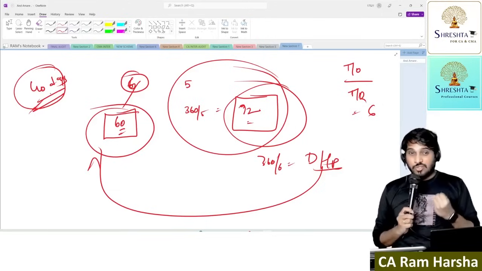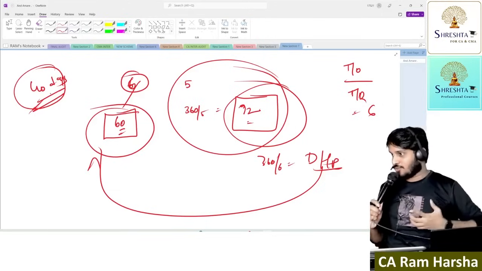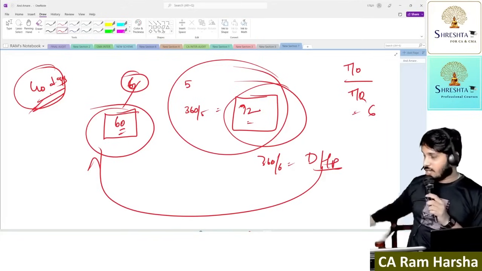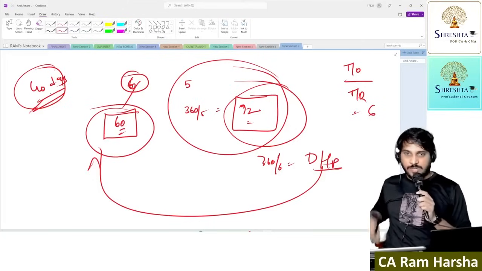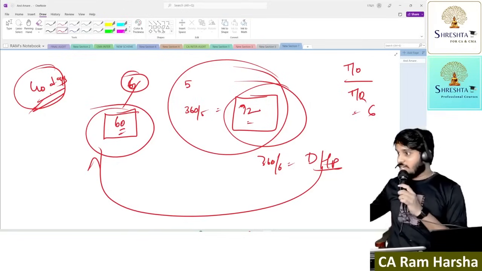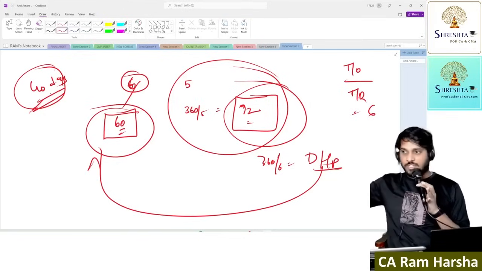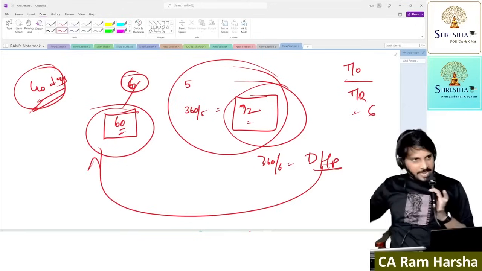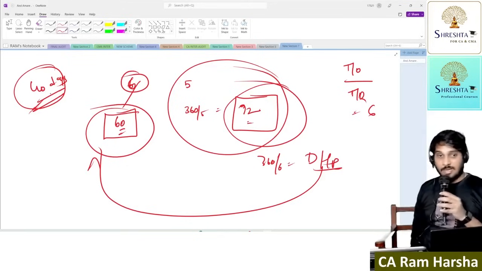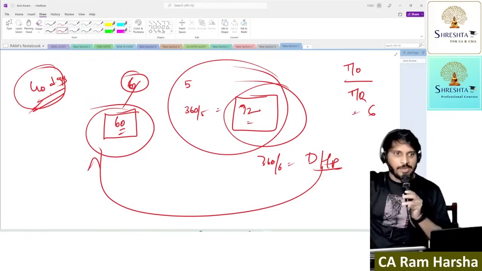Understood? By using how much fixed assets I generated this much turnover, that is the fixed asset turnover ratio. I compare with another company. Another company's fixed asset turnover ratio is 10. My company's fixed asset turnover ratio is 6, which means I am underutilizing my assets. That company with the same investment generated 10 times turnover. Even though I invested the same amount, I generated only 6 times turnover. Understood or not? That is how we understand fixed asset turnover ratio.